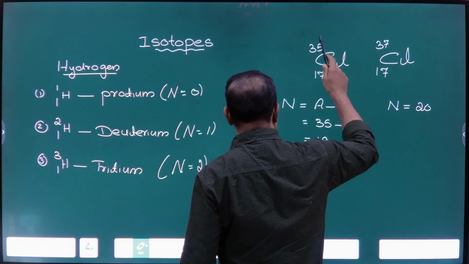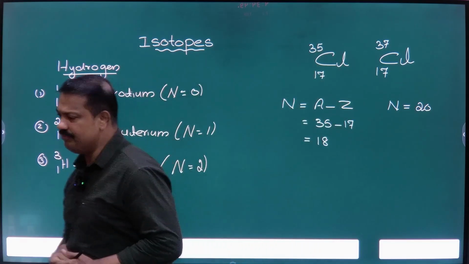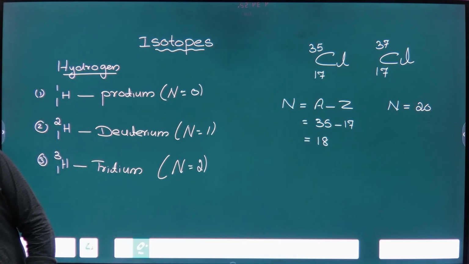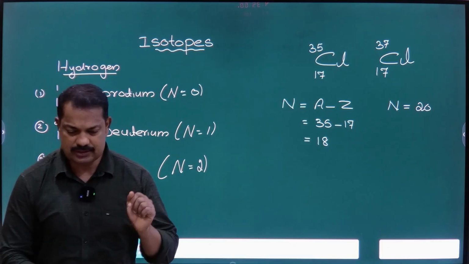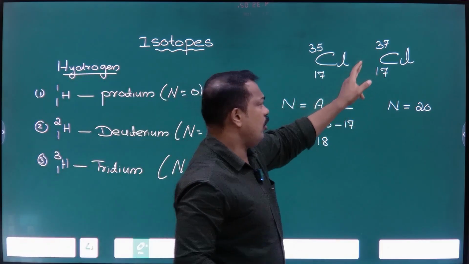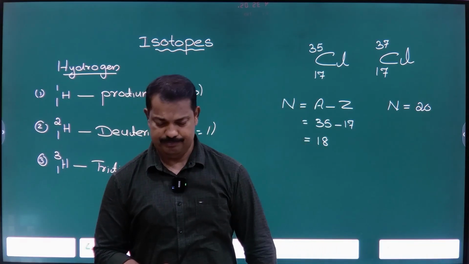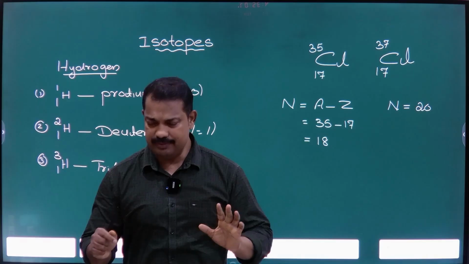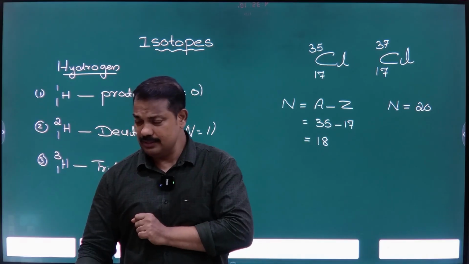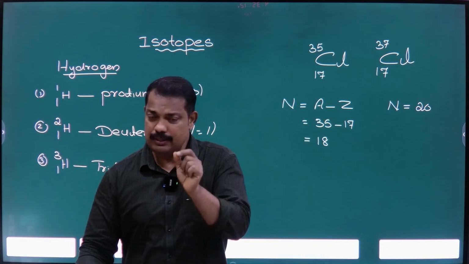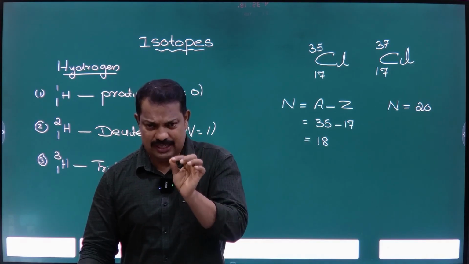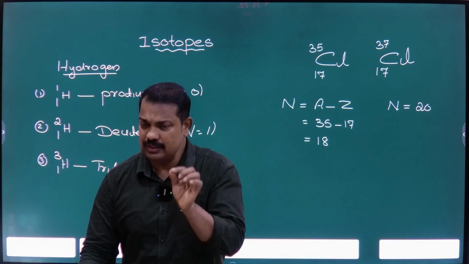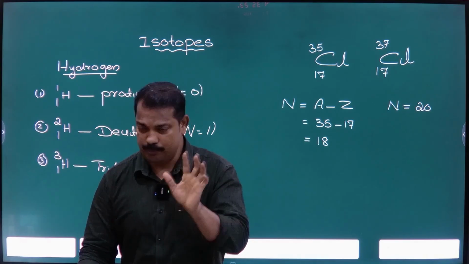What is the electronic configuration of the first isotope of chlorine? 2, 8, 7. And the electronic configuration of the second isotope of chlorine is also 2, 8, 7. So in both cases, the number of valence electrons remains the same. In chemistry, if the number of valence electrons is the same, that shows similar chemical properties.